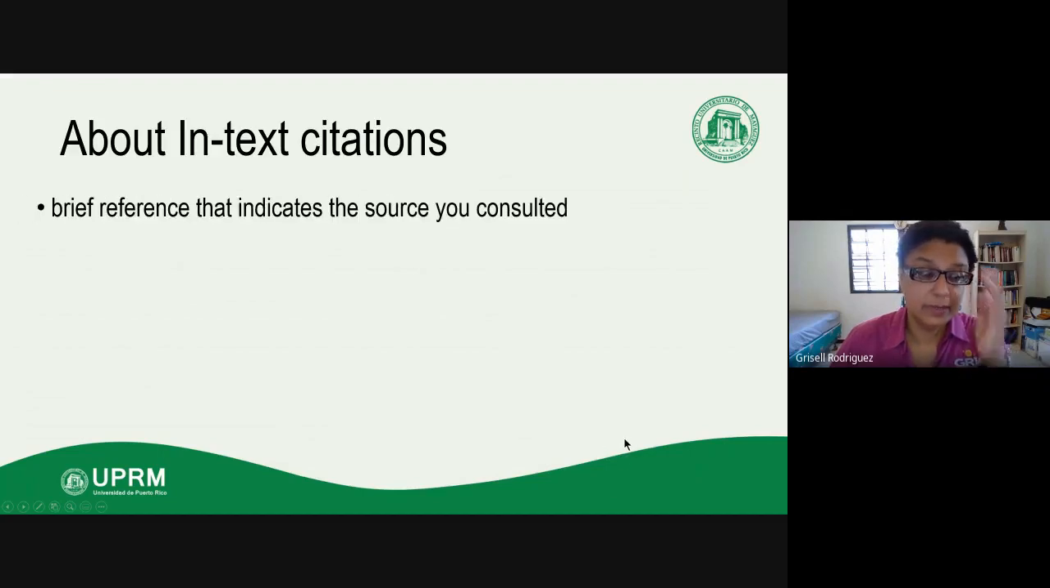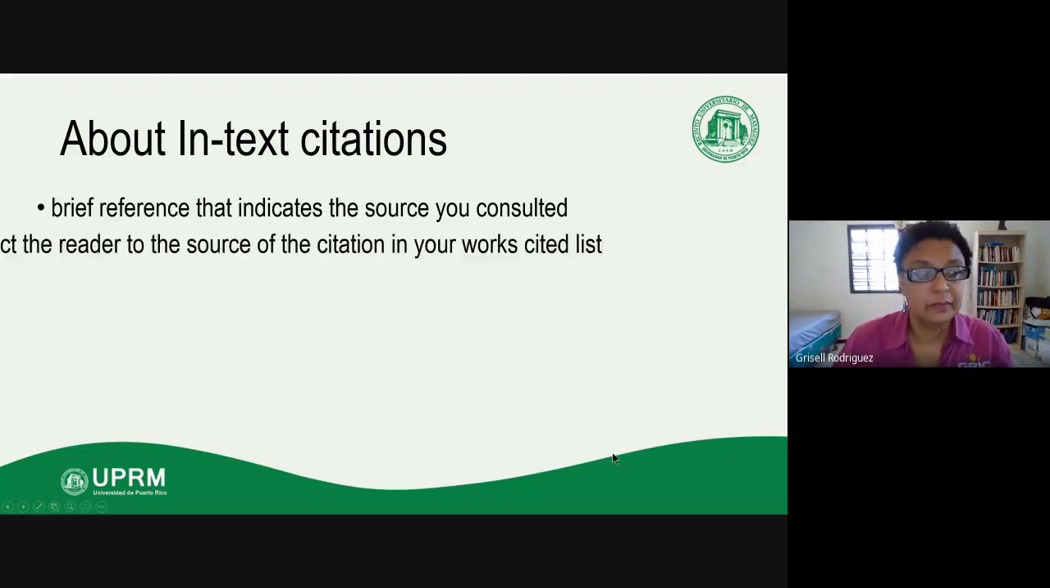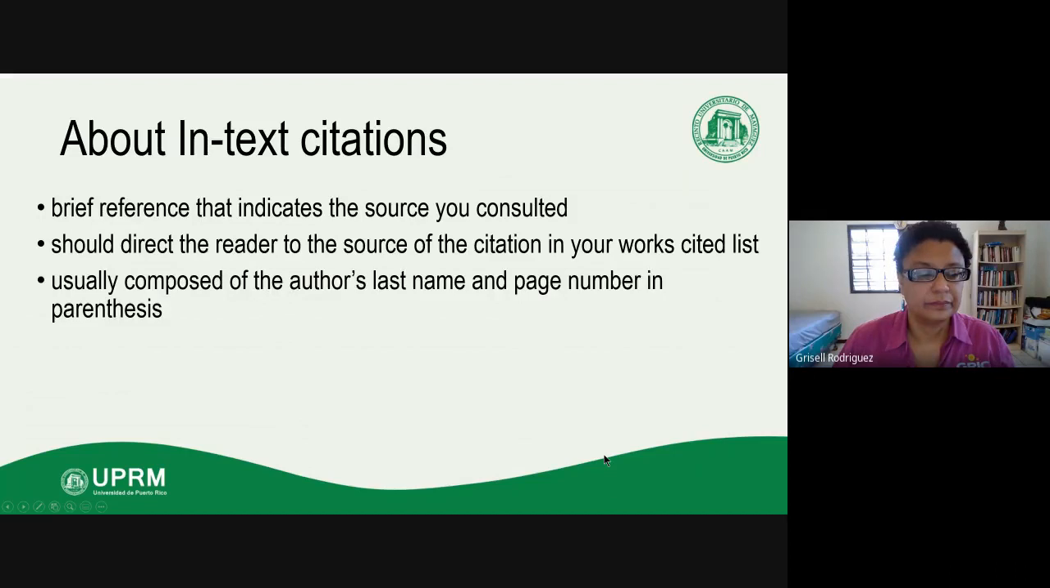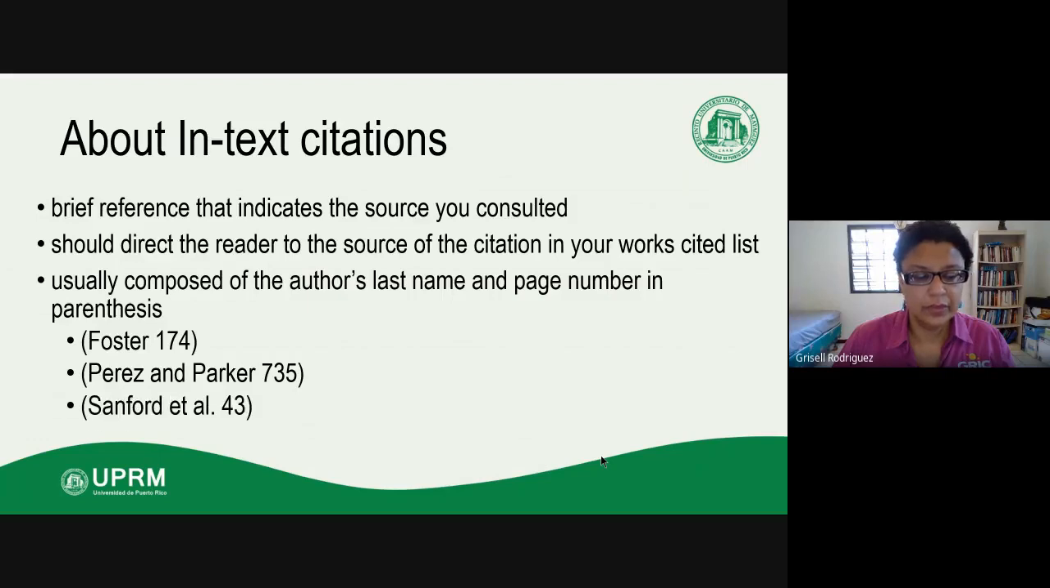In-text citations are basically a brief reference that tells the reader what source you got the text from. It should help your professor find that source in the works cited list. Where did you get that citation from? You will see that it's made up of the author's last name and the page number, and that information is put in parentheses. So you could have one author or two authors or three or more, and then at the end the page number.